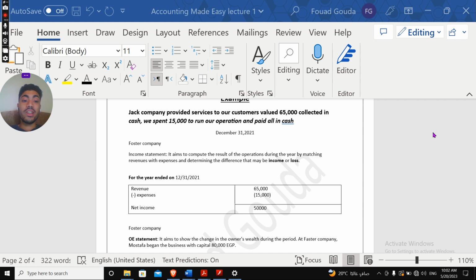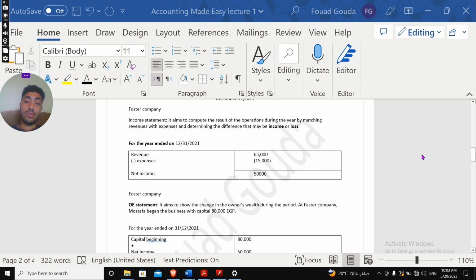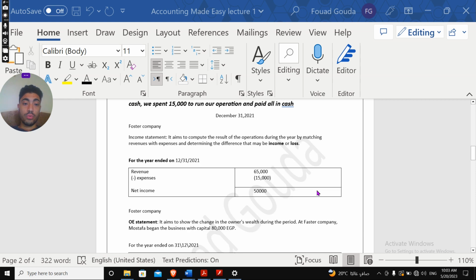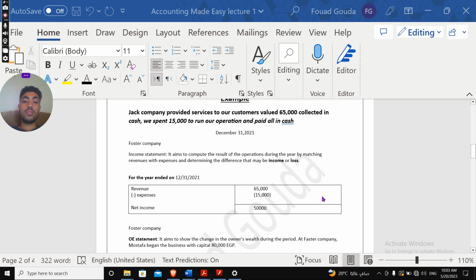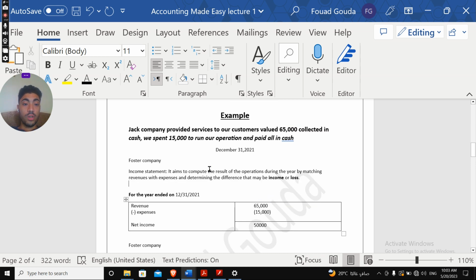So for the year ended on, if I removed for the year ended on and just typed on 12/31/2021, that means in this exact day did I make a profit or loss. So let's start how to write it. We will have like a table. The table consists of, on my left hand we will write the items, and on my right hand we will write the numbers.